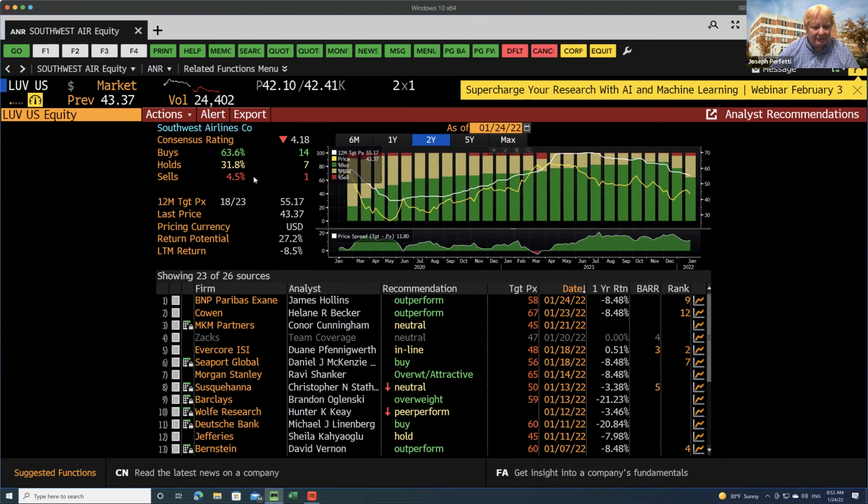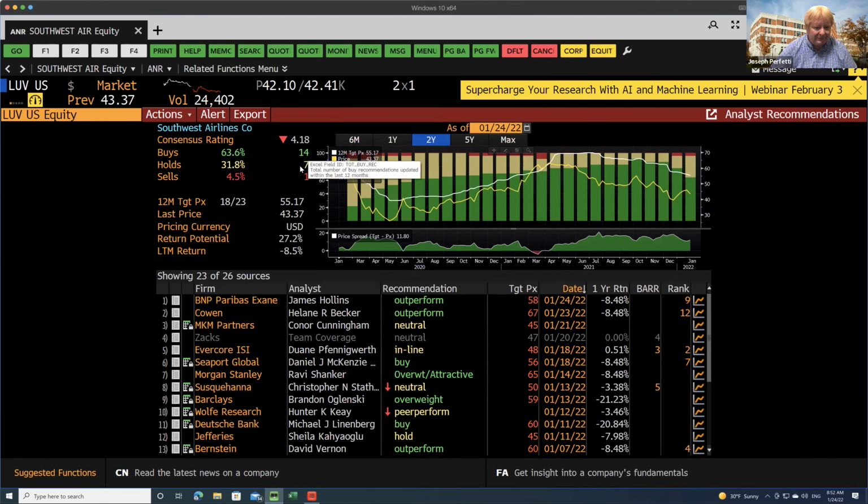Okay. Right there. So right now, the average 12-month share price of these 22 analysts' guesses is $55 a share. This morning, Southwest is trading at $43.37. So the consensus on Wall Street is that in the next 12 months, there's 27% upside in Southwest Airlines. In the last 12 months, it's down 8.5%. Okay. 14 of them call it a buy. Buy basically means they expect the stock price to go up more than 10%.